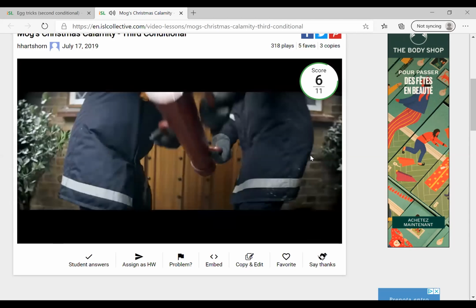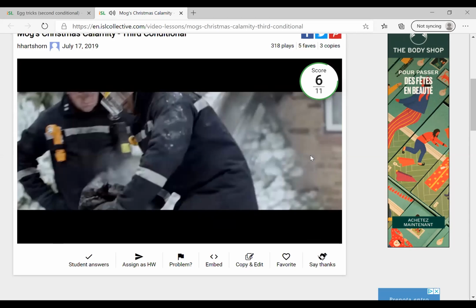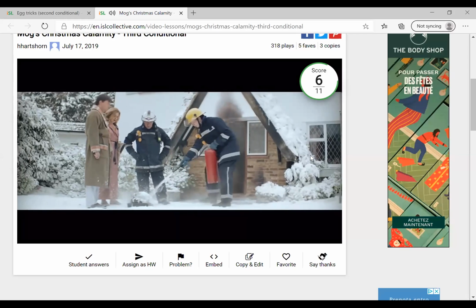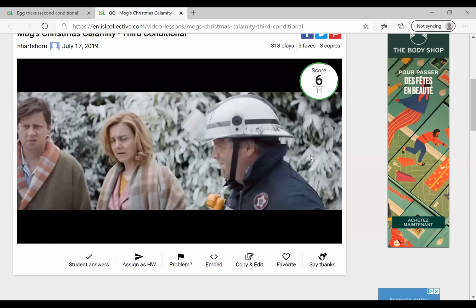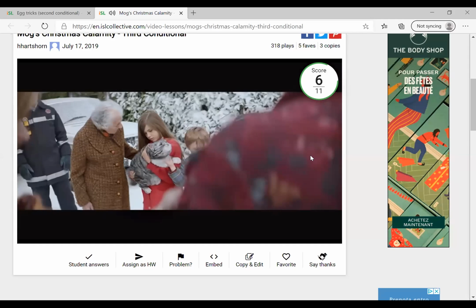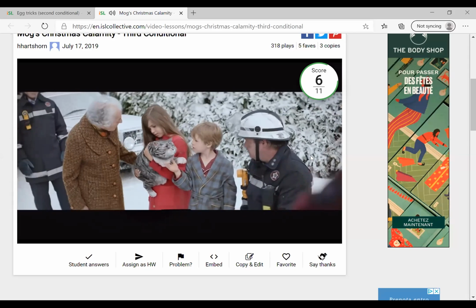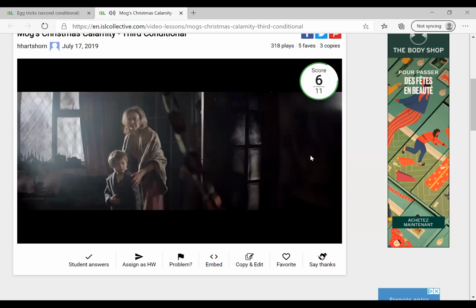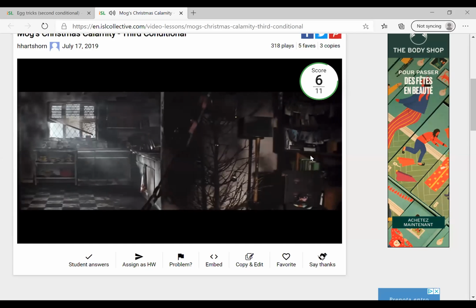Follow that cat. Okay, boss. As the neighbours gathered, the fire chief told everyone how Mog had saved the day. She deserves a medal. I think she'd rather have an egg. But there was no egg for Mog. No egg. There was no Christmas at all.